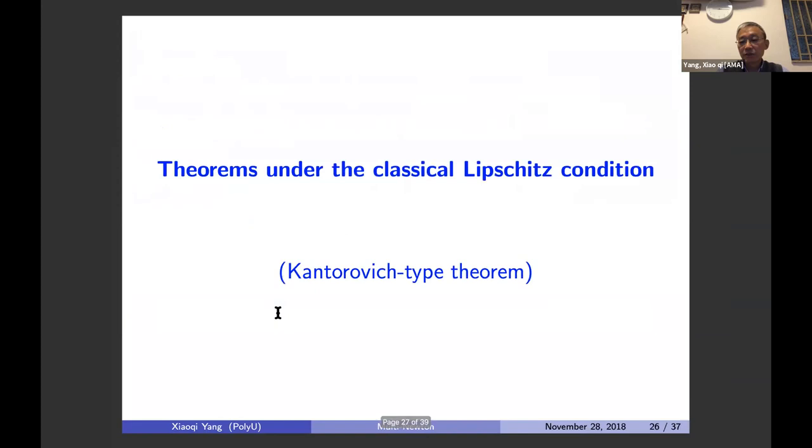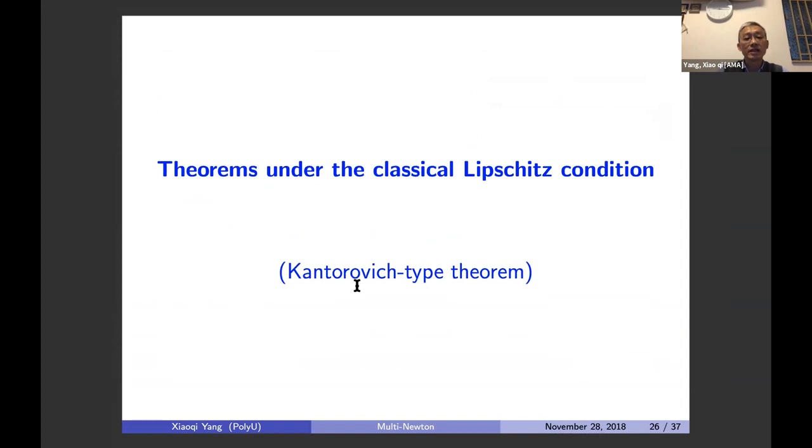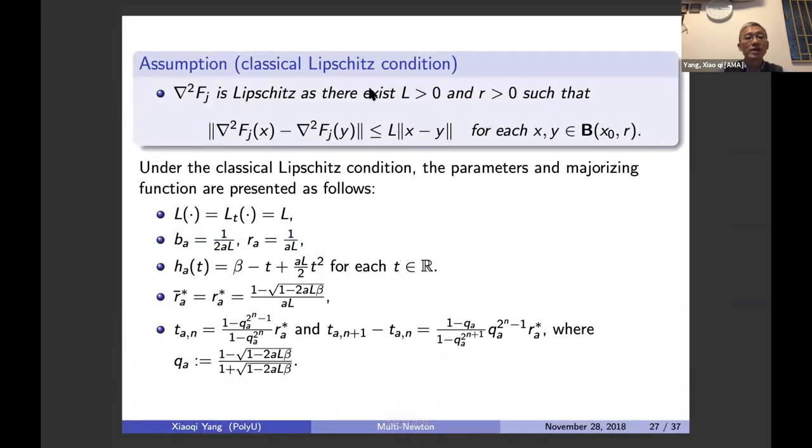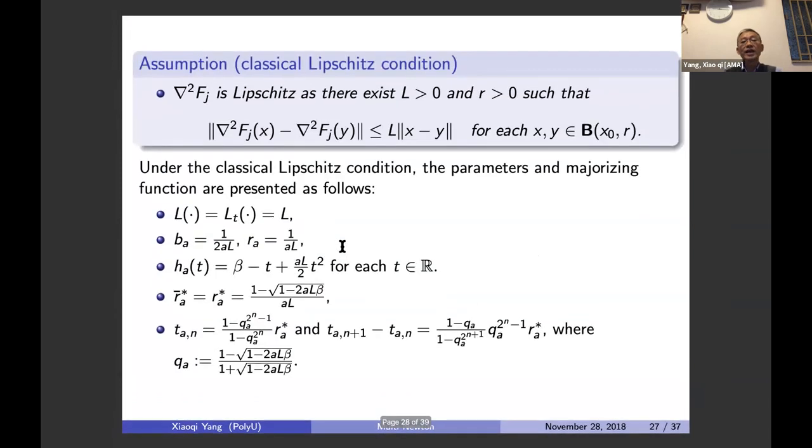Then I go quickly through two applications. The first one here is the Kantorovich-type theorem. They are using the classical Lipschitz condition for the Hessian, basically the Lipschitz condition for the Hessian function here. In this way, we can now get what we can have here.